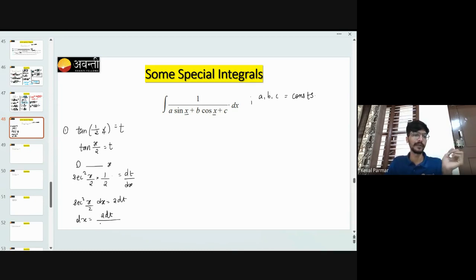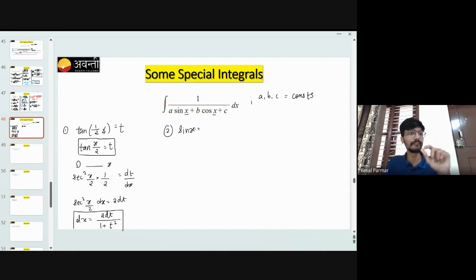What I can write sec square x by 2 as? 1 plus tan square x by 2. And what is tan x by 2? It is t. So 1 plus t square. So I got dx from here. And secondly, we can write sin x also as, in half angle formula of tan, 2 tan x by 2 upon 1 plus tan square x by 2. And tan x by 2 is t. So I can write 2t upon 1 plus t square.